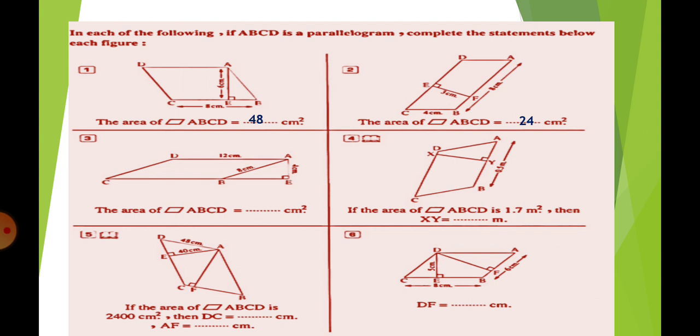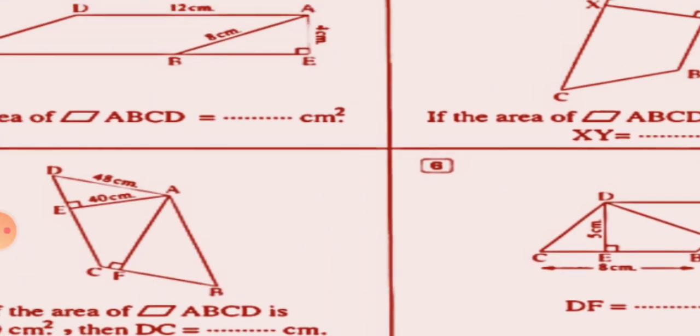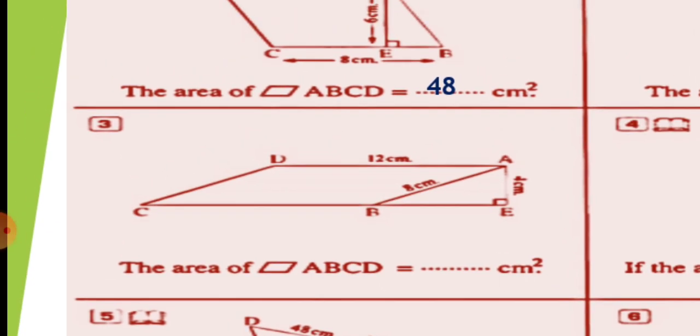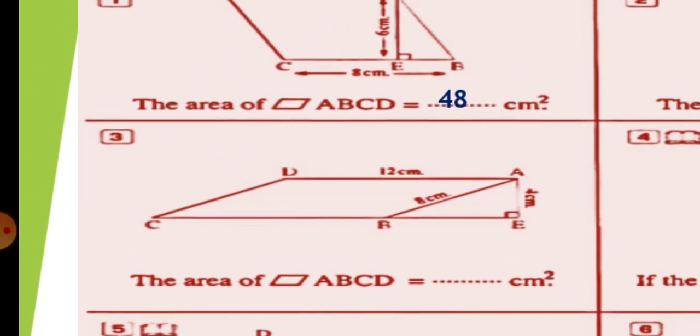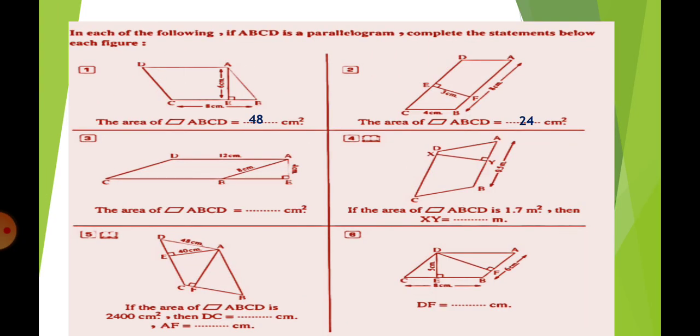Number 3, the area of the parallelogram. We have two bases. One of them equals 8 and another equals 12. But here the corresponding height is 4, the corresponding base equals 8, then the area equals 4 times 8 equals 48.